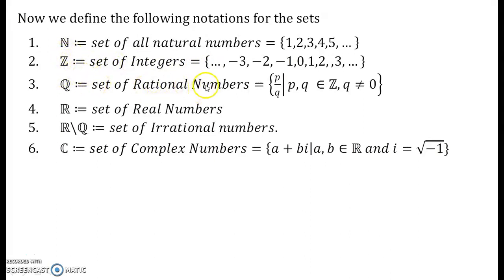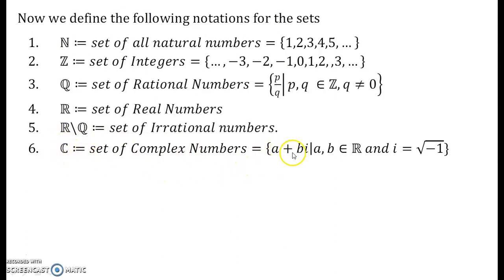And the set of rational numbers, now you see, this is the set builder way of talking about the set of rational numbers. The elements of the set are of the form p upon q such that p, q belong to Z. So this is the feature of p and q, and q not equal to 0 is the condition. Now the set of real numbers will be denoted by this kind of R. The set of irrational numbers will be denoted by R minus Q, and the set of complex numbers will be denoted by this kind of outlined C.